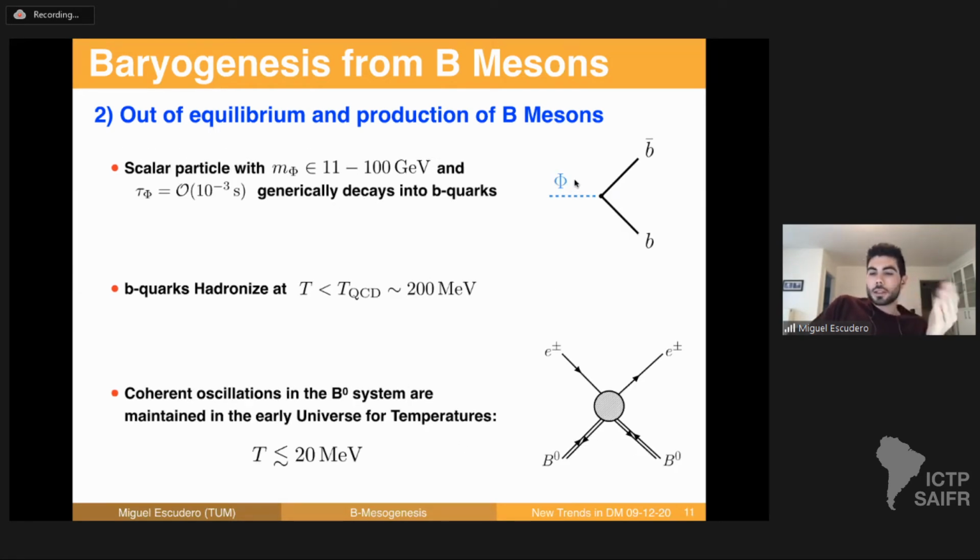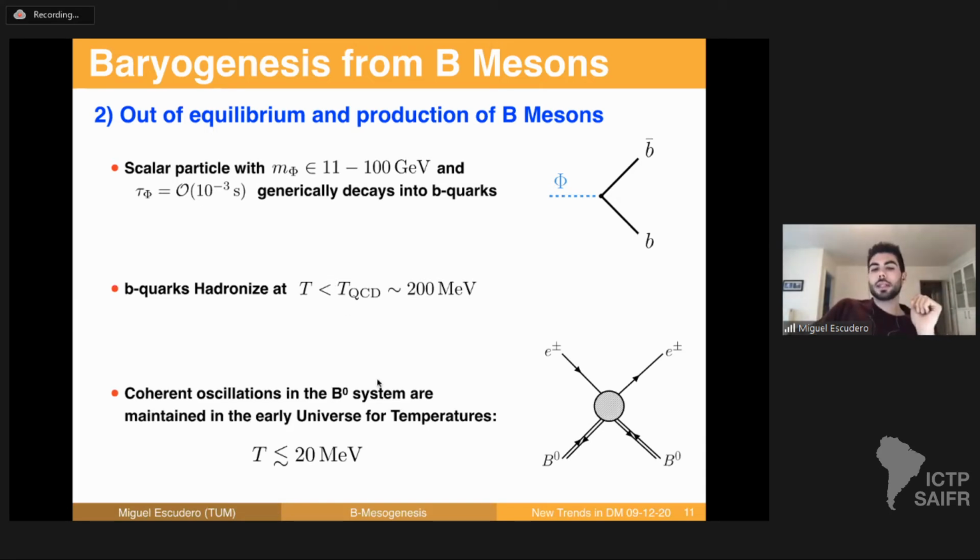So what are the properties of this out of equilibrium decaying particle? Well, if it's a scalar particle with a mass above the B quark threshold and below the electroweak boson mass, it will generically decay into B quarks. So we have the right properties for this particle to produce B quarks in the early universe. Since we are talking about temperatures that are below the QCD phase transition, then indeed these B quarks will hadronize, so they will produce B mesons.